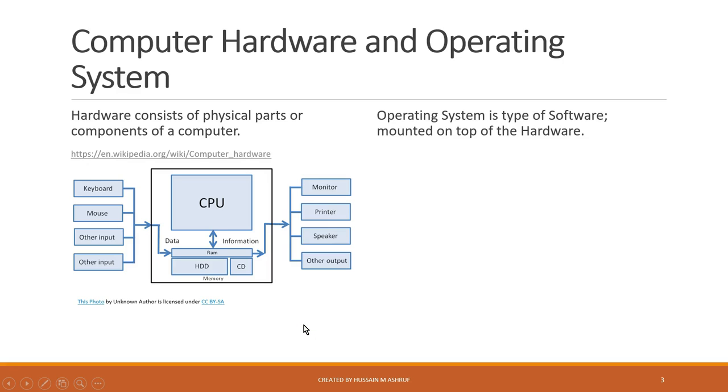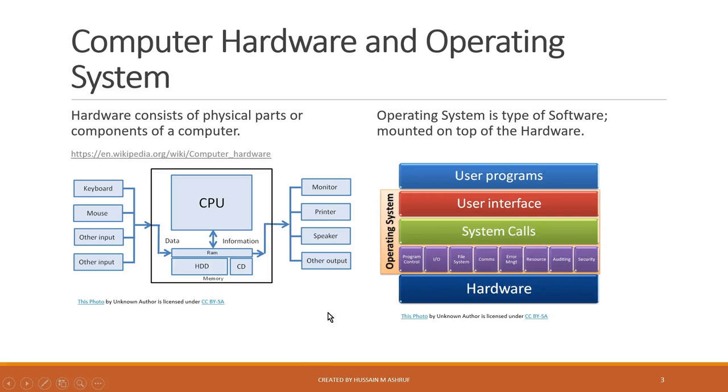So, operating system is a type of software mounted on top of the hardware. You can see the high level diagram here. Hardware is here, what we have covered. Then we have program control, IO, file system, communications, error management, resource, auditing, and security. System calls happen over here. Then we have user interface. This is a part of operating system, if you can see. Operating systems such as Windows, Mac, Linux, Unix, and so on, to name a few. And then we have user programs. Whatever programs we write are the programs that go here. We will cover more in detail in the next slides.